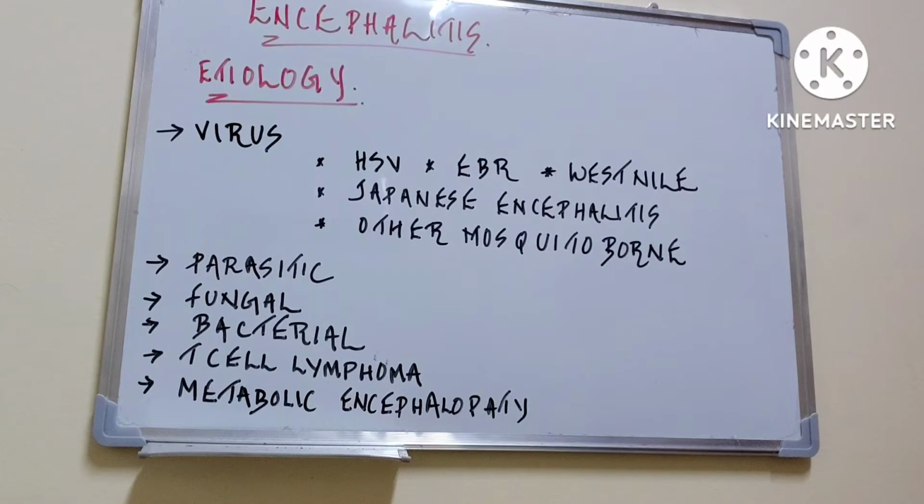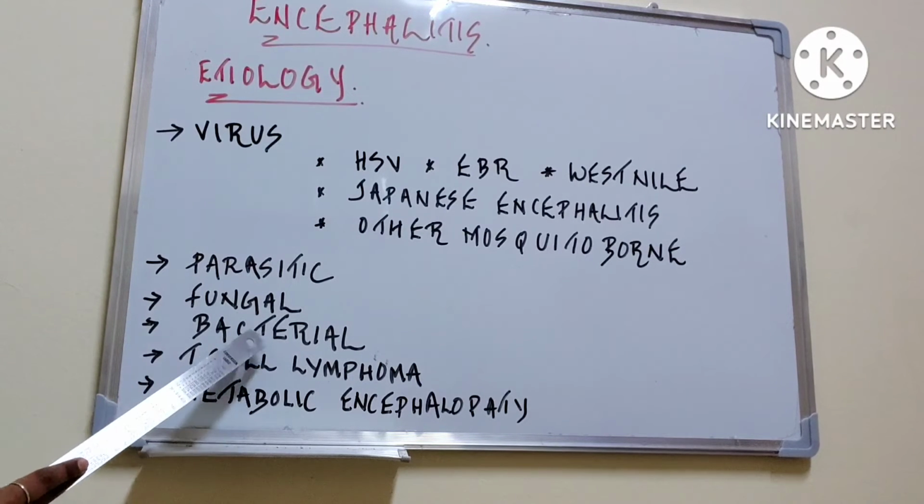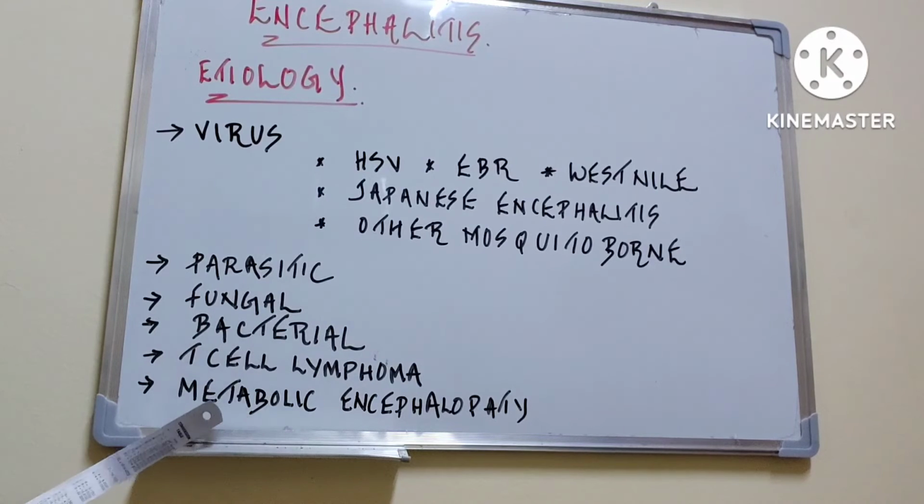So, what is the etiology of encephalitis? It includes virus, parasitic, fungal, bacterial, T-cell lymphoma and metabolic encephalopathy.